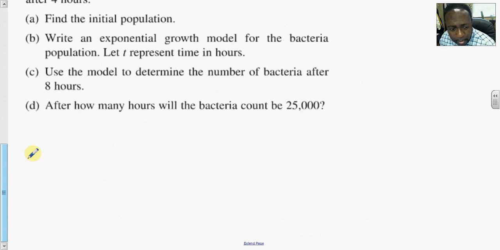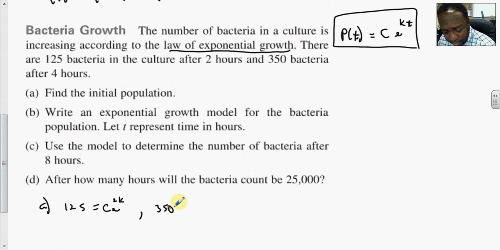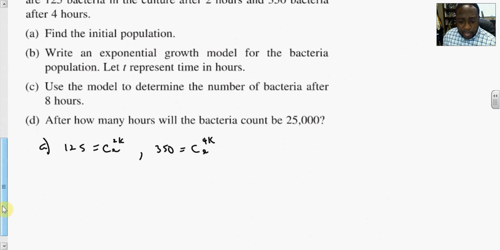So part A says find the initial population. It says there are 125 bacteria, where P represents the bacteria in the culture after 2 hours, and then 350 bacteria after 4 hours. So for part A, we have 125 is equal to C times e to the 2k, and then you have 350 bacteria in 4 hours. So you want to find the initial population.